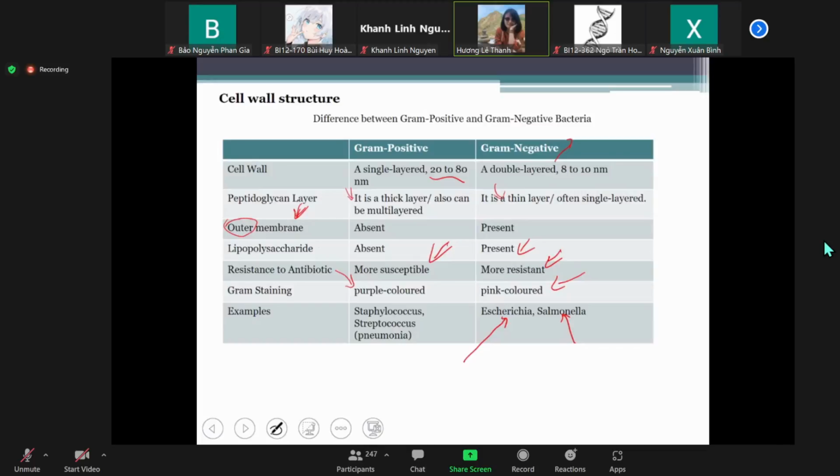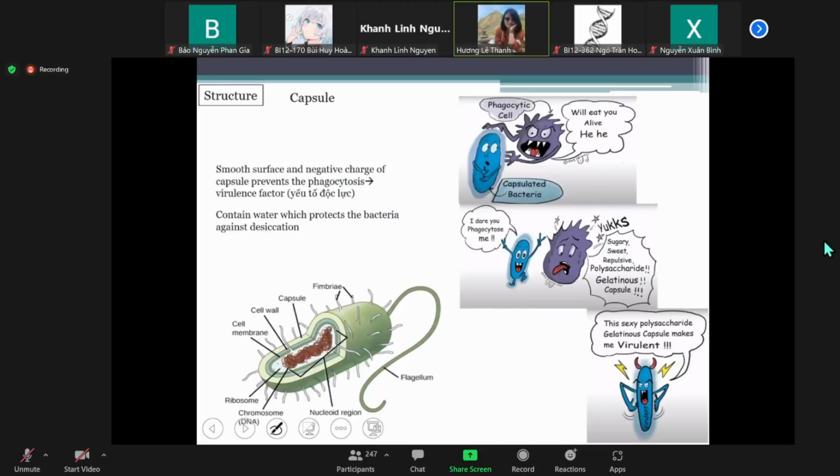This is the capsule. Here you can see the capsule is one thick layer covering the cell wall. They have a smooth surface and a negative charge, and they can prevent phagocytosis, and we call them virulence factors.